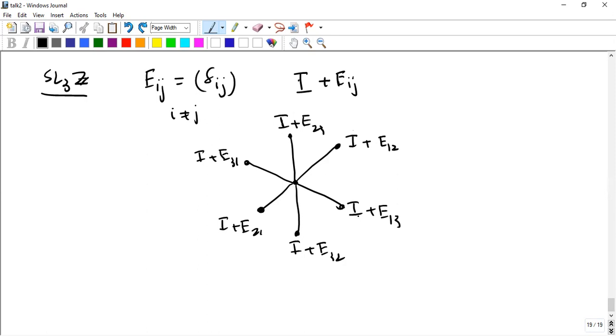One second, let me just check it quickly. Yeah, okay, this is correct. So any alternate pair of matrices will commute. This will commute with this, will commute with this, and so on and so forth. And the commutator of these two will be the inverse.